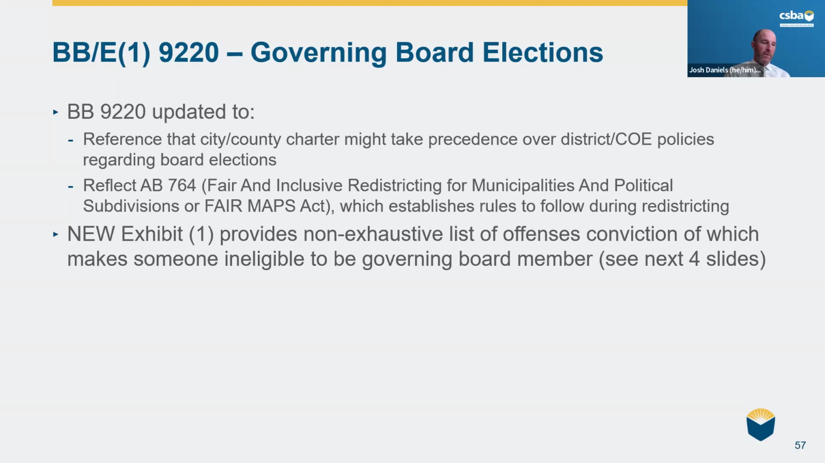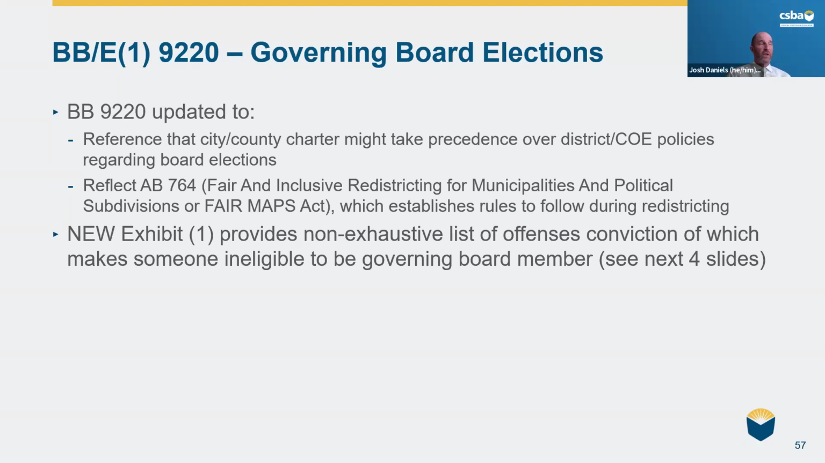That's because under the home rule provision in the California Constitution, cities and counties basically have jurisdiction over local elections. So whenever you have governing board elections, you always want to take a look at whether there is a city or county charter that might come into effect. The other update has to do with the Fair Maps Act, which has to do with redistricting and fairness and inclusiveness in redistricting, which happens once every 10 years. And so we included some language referencing the Fair Maps Act in part of our updates.